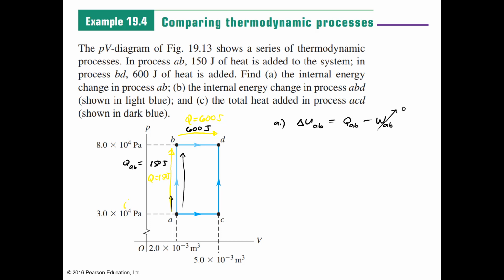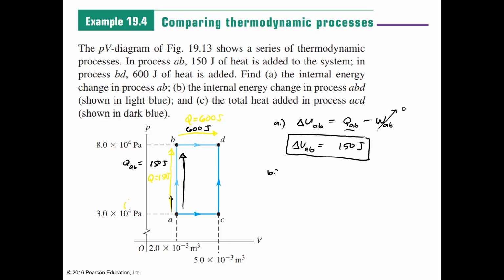Why? Why is work AB 0? Because in process AB, there is no change in volume. Right? What changes in process AB is only the pressure, but the volume stays the same. So therefore, work done in process AB is 0. So the change of internal energy of AB is just equal to QAB, which is given. This is equal to 150. Very simple. Okay? That is for letter A.